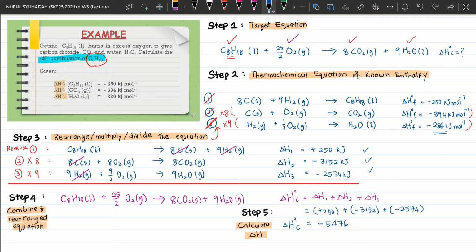At this moment, our delta H is no longer kilojoule. It will be kilojoule per mole. It must be kilojoule per mole. If you just leave it as kilojoule, it is wrong. Okay, so this is our final answer.